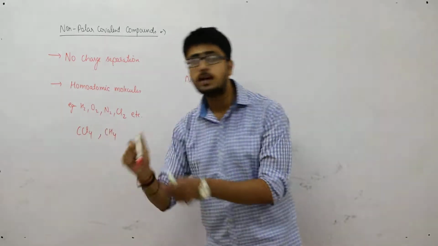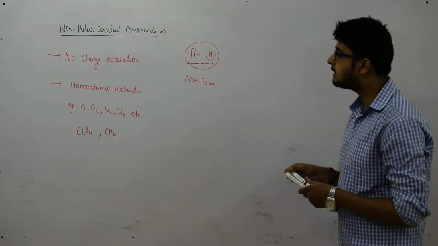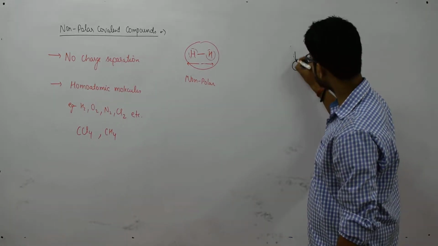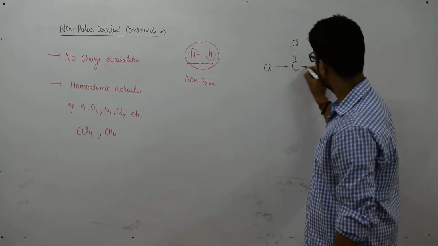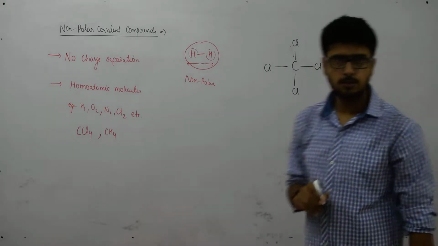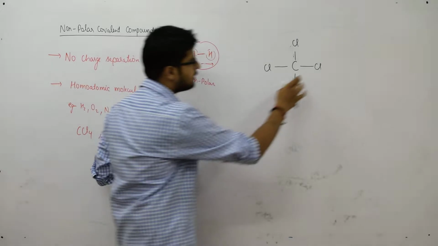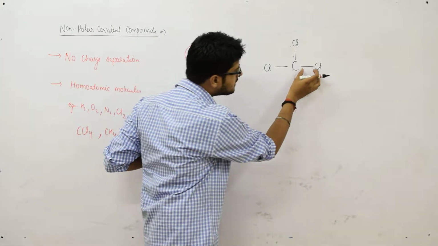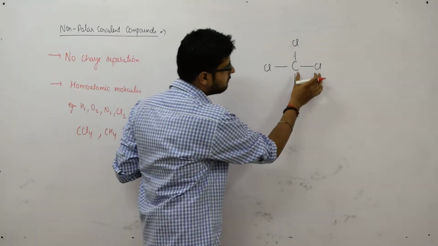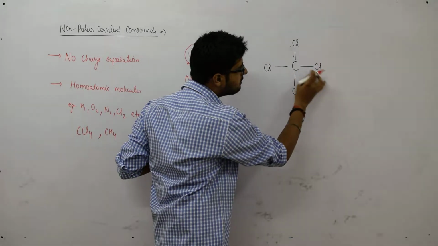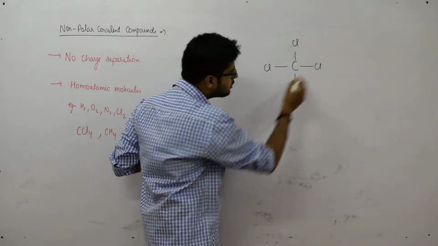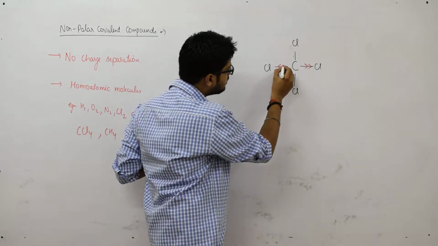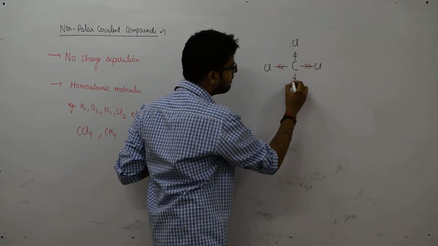So let us see the reason why they are non-polar in nature. First we will see the example of CCl4. If we discuss the structure of CCl4, this is the structure of CCl4. In between we have the central carbon atom, and the 4 chlorine atoms are linked in such a way as shown by this diagram. If we consider this bond, this chlorine atom is more electronegative compared to this carbon atom. So this chlorine will attract the shared pair of electrons towards itself. The same will happen on this side, this side, and this side.